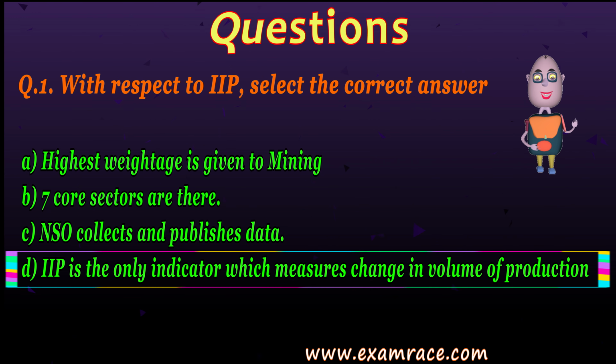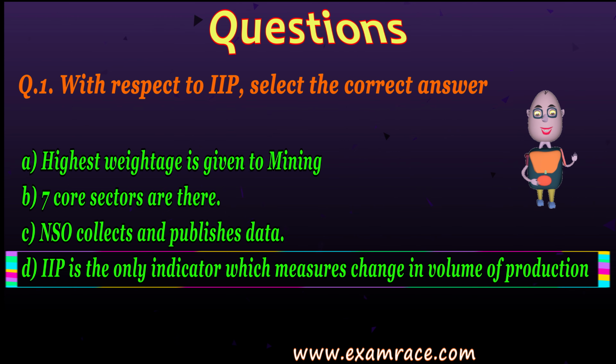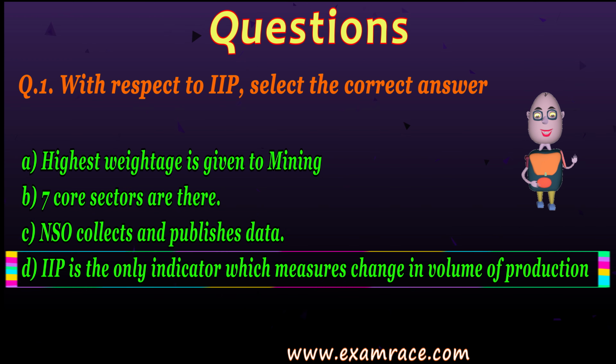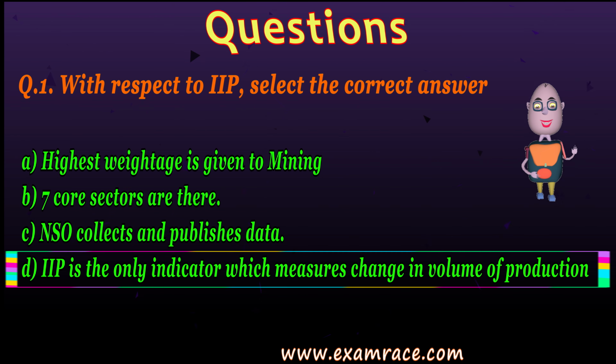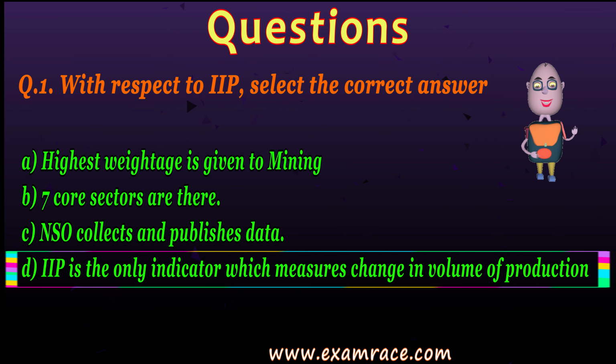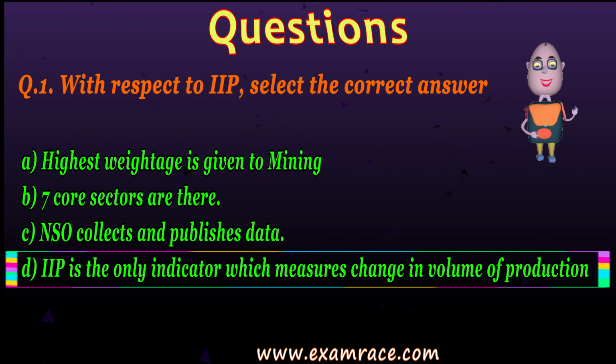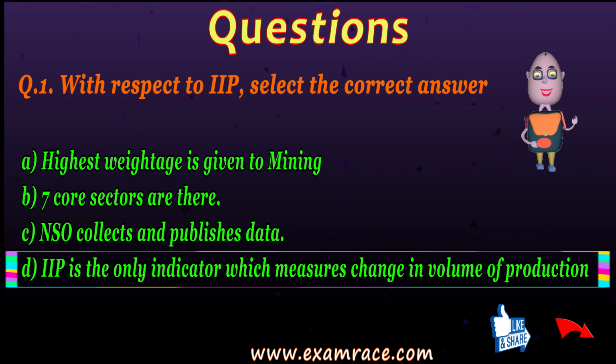Now options 1, 2, and 3 are wrong because option first is highest weightage is given to mining. No, highest weightage is given to the manufacturing sector. Option 2 is also wrong because 8 sectors are there. 7 are not there, but 8 core sectors are there. And third is also wrong because it is not NSO, but CSO collects the data.